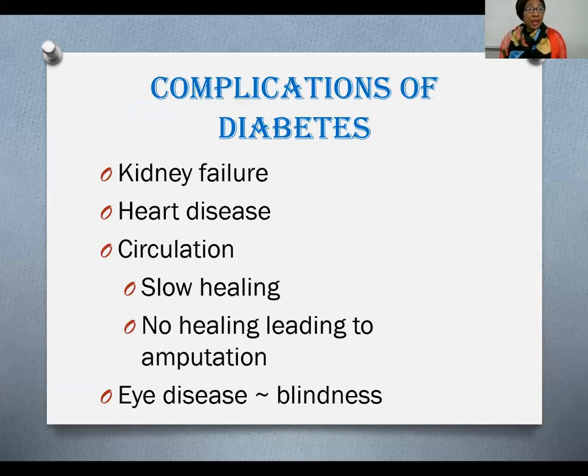Complications of diabetes can cause kidney failure, heart disease, and slow circulation. Their wounds will heal slowly, and some of them will end up with no healing at all, and they'll have to have their limbs amputated. They'll either amputate their foot or their leg below the knee, and for some people it will be above the knee. And then they also get into eye problems. A lot of them end up being blind because of diabetes.